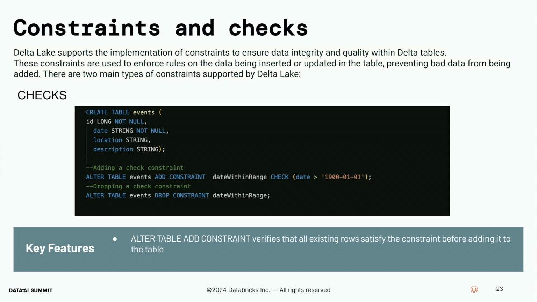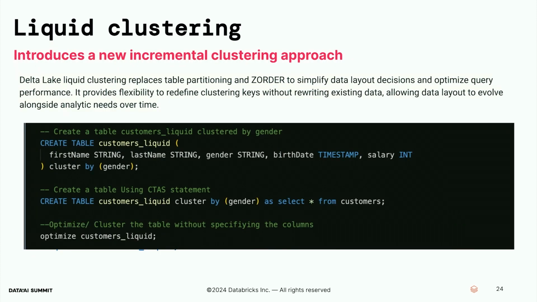And how you can do this, you can just add as many checks as you want. Like for this case, I'm calling it date within range, and I'm adding this condition where date is higher than the 1st January from 1900. Of course, you can add many checks if you want.